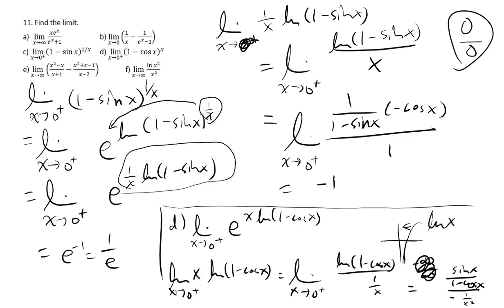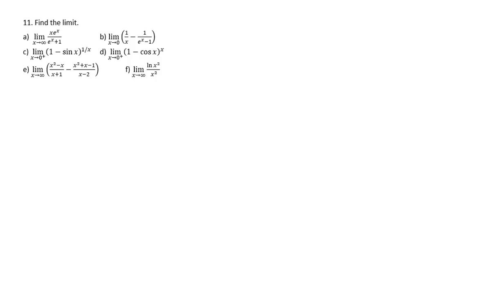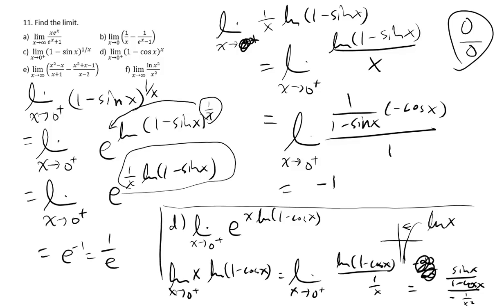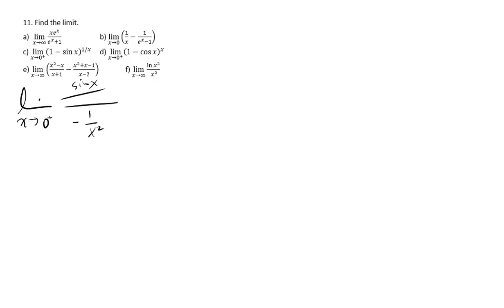And this actually becomes a really tough one. Let me just continue. So what is the limit of x going to 0 plus of negative 1 over x squared on the bottom, and what was it? Sine x over 1 minus cosine x. Well, if you take the reciprocal of this and multiply it to this, you end up with x squared sine of x over 1 minus cosine of x, negative limit, x going to 0.